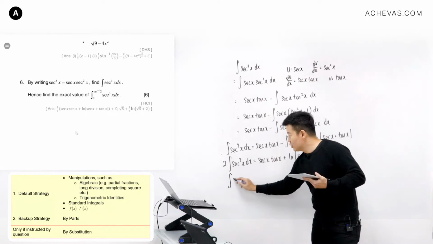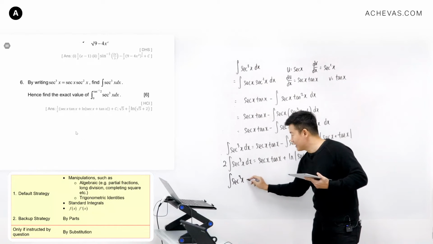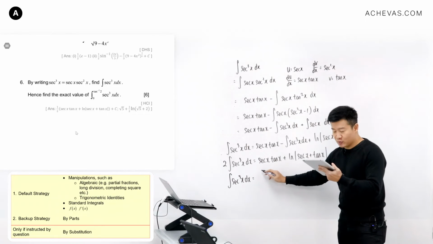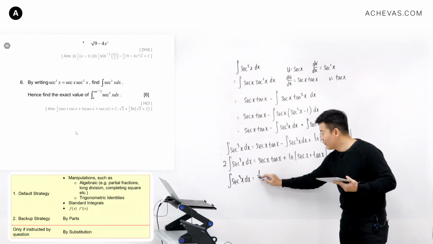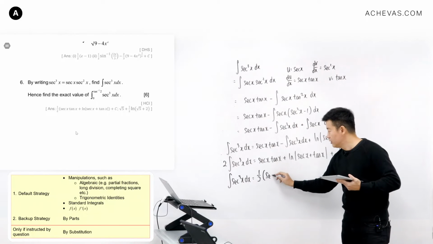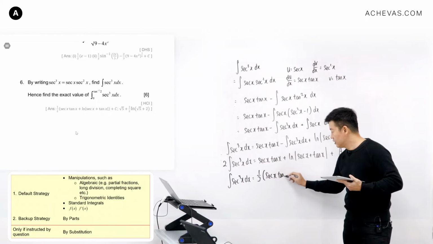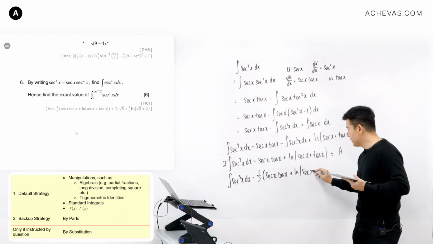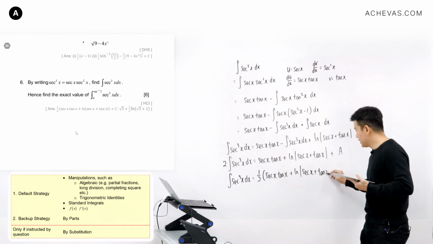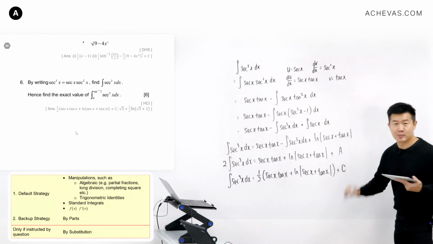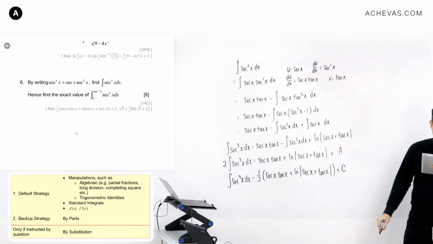So now it is going to be secant cube x. I can add a full stop to my statement already. It is going to be equal to half of this. So it's going to be half of secant x tangent x plus ln of modulus of secant x plus tangent x plus a over 2, which I'll just simply write as c.